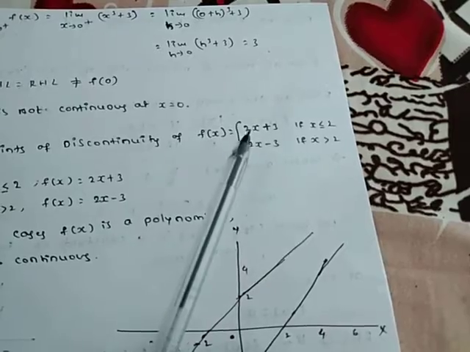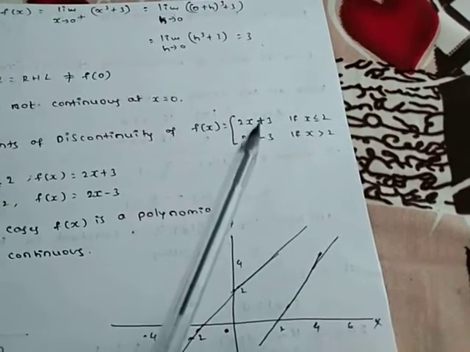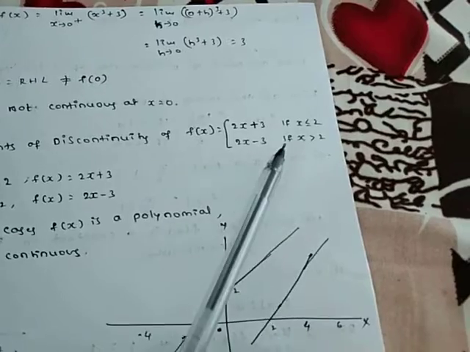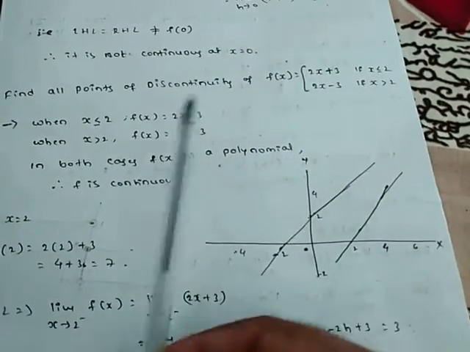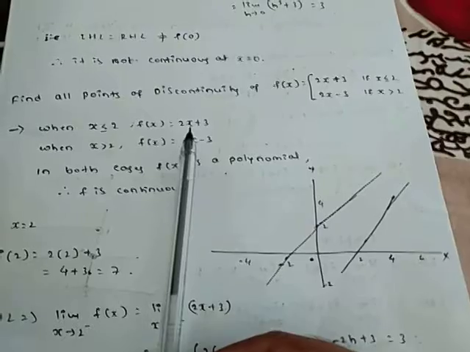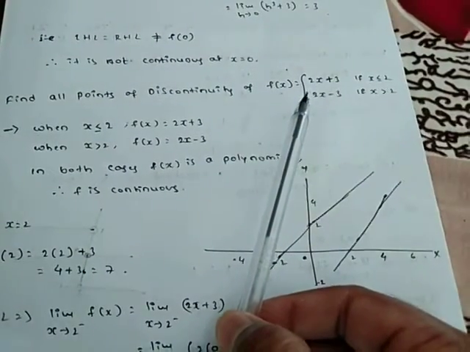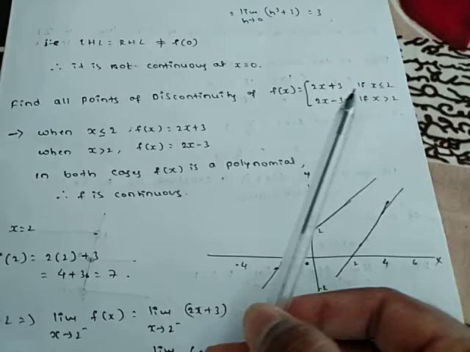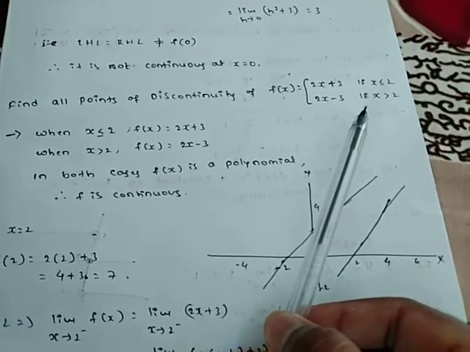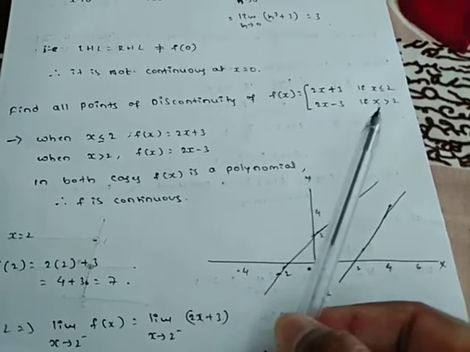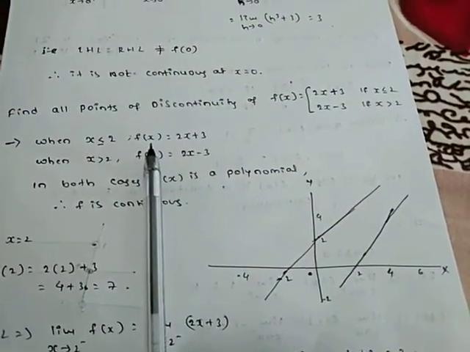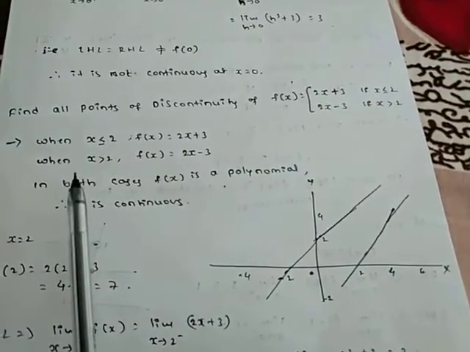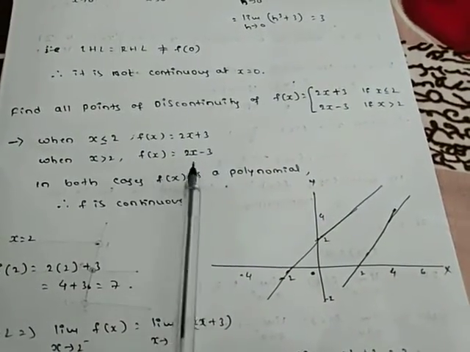So f of x is equal to 2x plus 3 if x is less than or equal to 2. F of x is equal to 2x minus 3 if x is greater than 2. They have given a split function. If x is less than or equal to 2, it is 2x plus 3. If x is greater than 2, it is 2x minus 3. So observe here, when x is less than or equal to 2, f of x is equal to 2x plus 3. When x is greater than 2, f of x is equal to 2x minus 3.